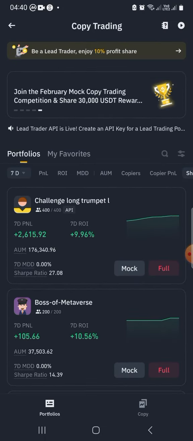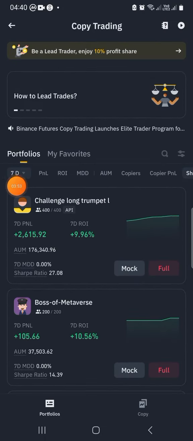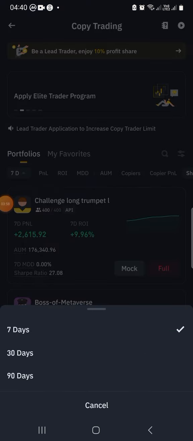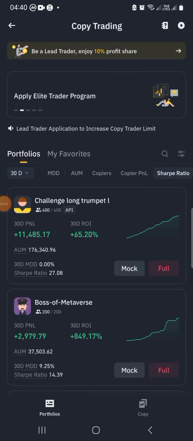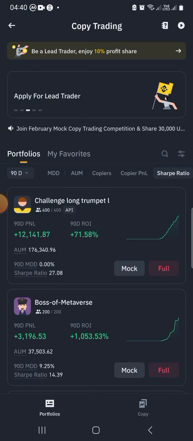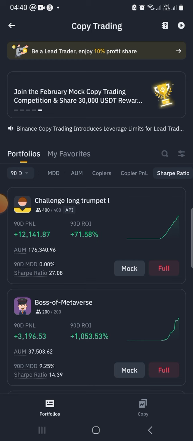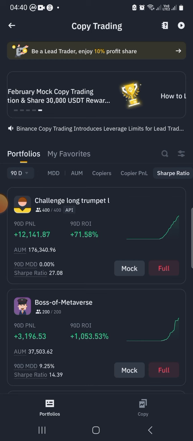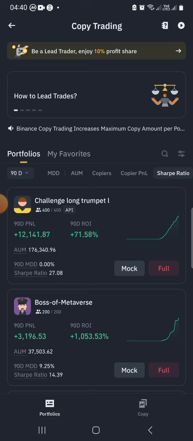Now you can toggle the time frame here. We are looking at 7 days. You can change the time frame, maybe to 30 days, or to 90 days. And it's very important that when making a decision on copying any trader, you look at the long-term time frame, so that at least you have an idea that over a long period of time this particular trader performs well, right? It's very important.